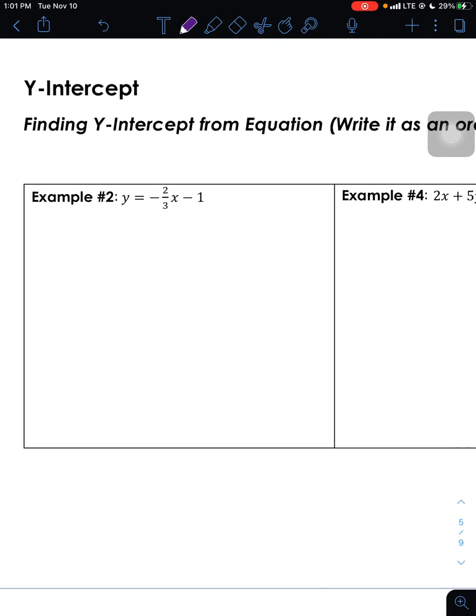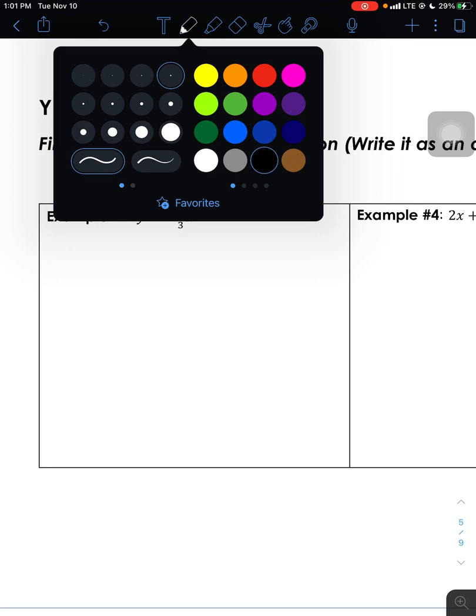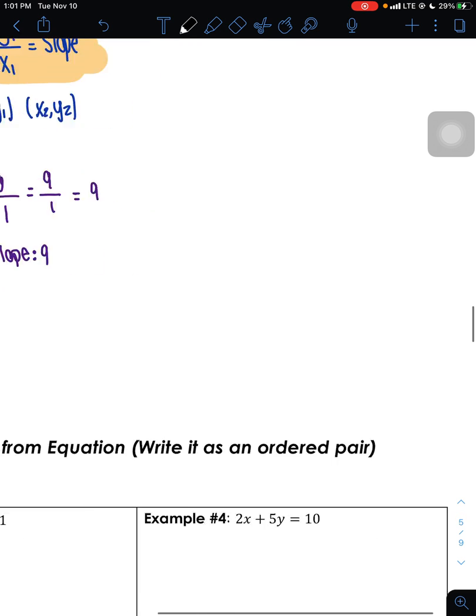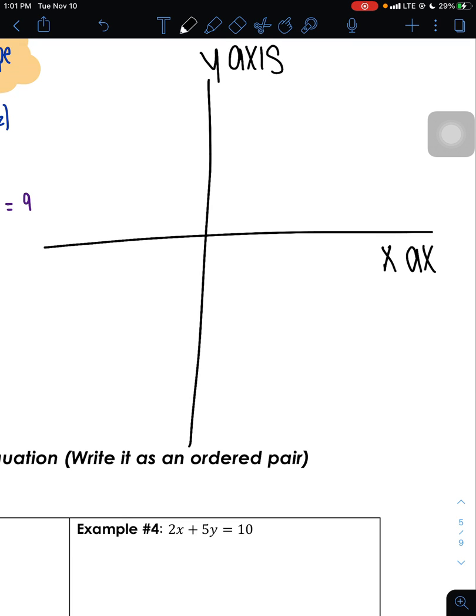Okay, so now we're moving into finding the y-intercepts. So let's talk about the context of that before we jump into it. I'm just going to go over here. This is going to be my y-axis. This is going to be my x-axis.